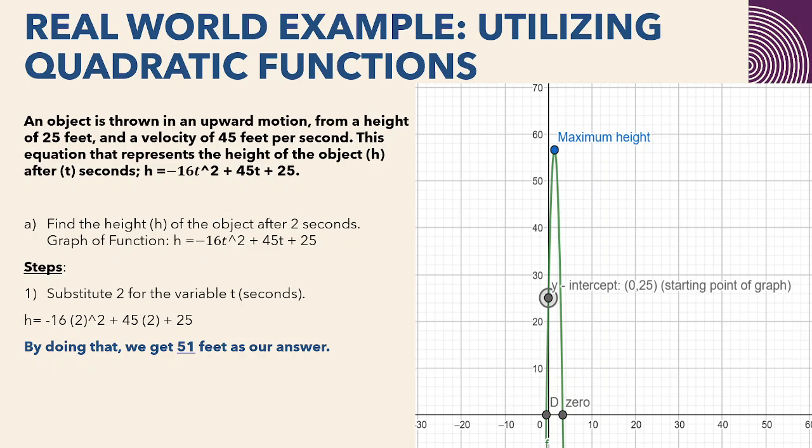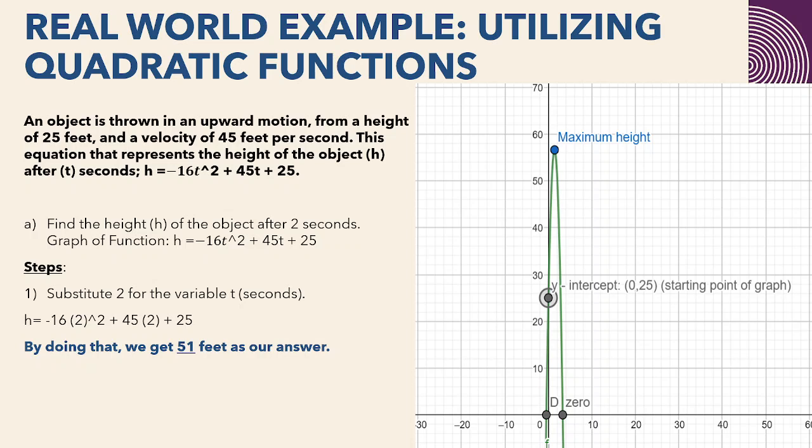So let's see a real-world example utilizing our knowledge of quadratic functions. So here an object is thrown in an upward motion from a height of 25 feet and a velocity of 45 feet per second. This equation that represents the height of the object, h, after t seconds is shown as h is equal to negative 16t squared plus 45t plus 25.